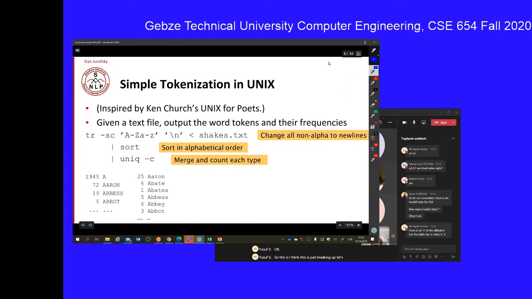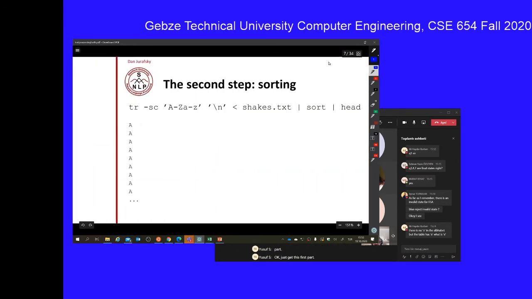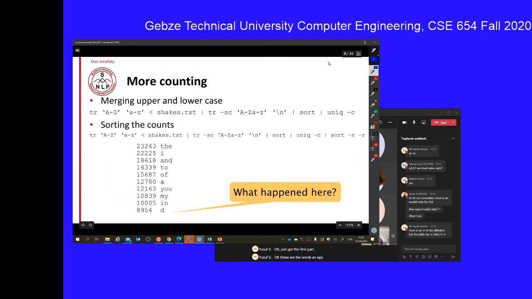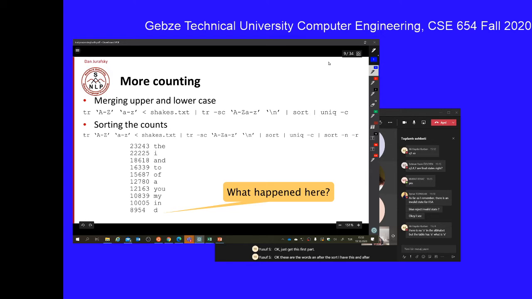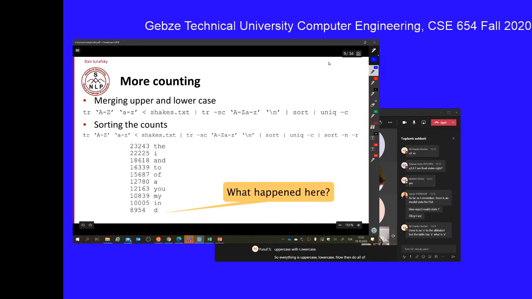Let's look at this first part. Okay, these are the words. And after the sort, I have this. And after the uniq, I have this. Oh, look at that one. It says replace all the uppercase letters with the lowercase letters and do exactly the same thing. First, replace all the uppercase with the lowercase. So everything is lowercase now. Then do all of that. Okay. So this is one way of tokenizing your data set.